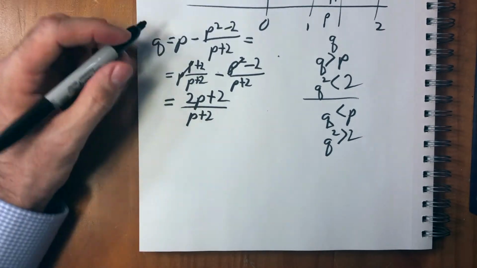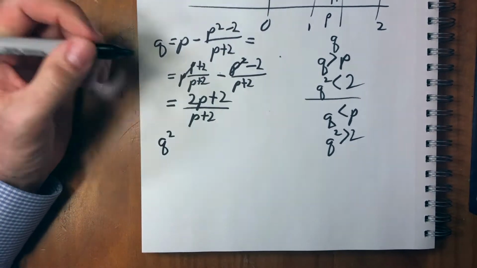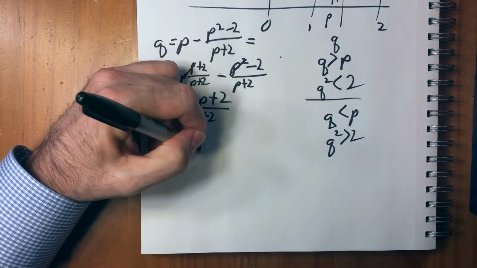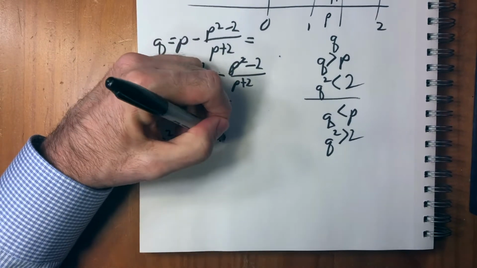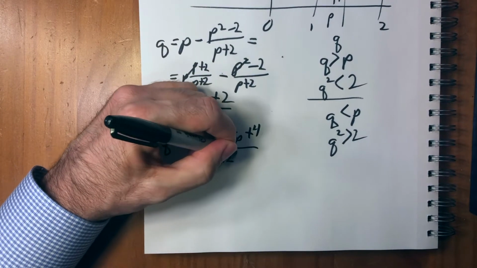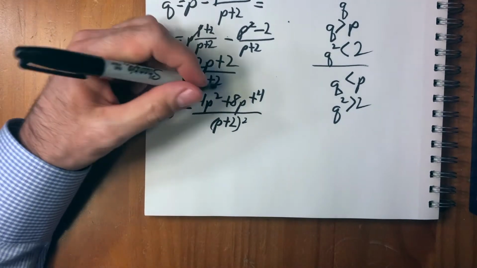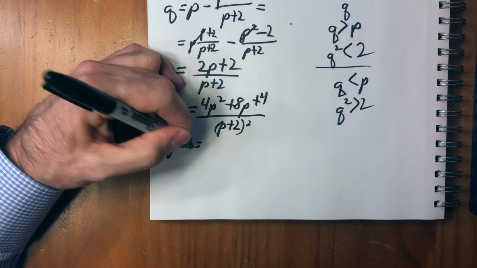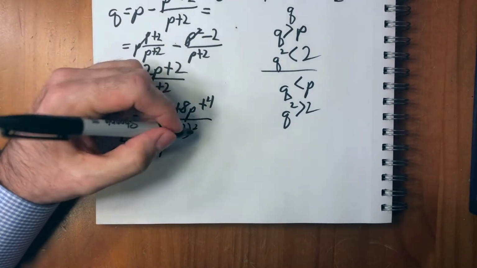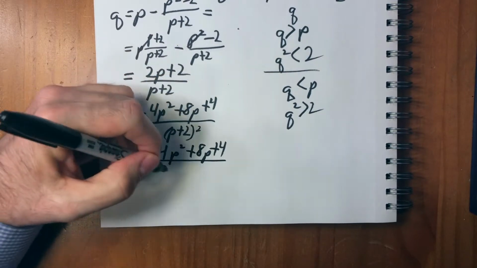And then starting with this, if we square q, we get (4p squared plus 8p plus 4) over (p plus 2) squared. I know none of this is motivated yet. I'm going to show you where he gets it from in a second. And then he takes q squared minus 2, so we have to subtract 2 from this side too. So we have (4p squared plus 8p plus 4) over (p plus 2) squared.